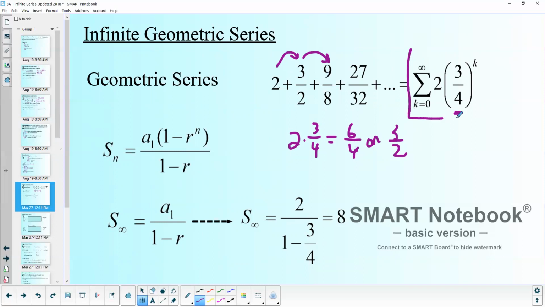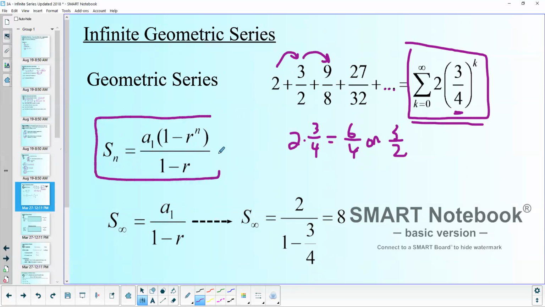And so this particular series, if you continue it to infinity, written in summation notation, would look something like this. And then the two other equations that have been on the window for a while are, if you want the sum of the first n terms, so a finite series. So if you want the sum of the first 2 terms or 3 terms or 10 terms, you use this formula, where a sub 1 is your first term, 2, r is your common ratio, which is 3/4, and then you just plug those values in.